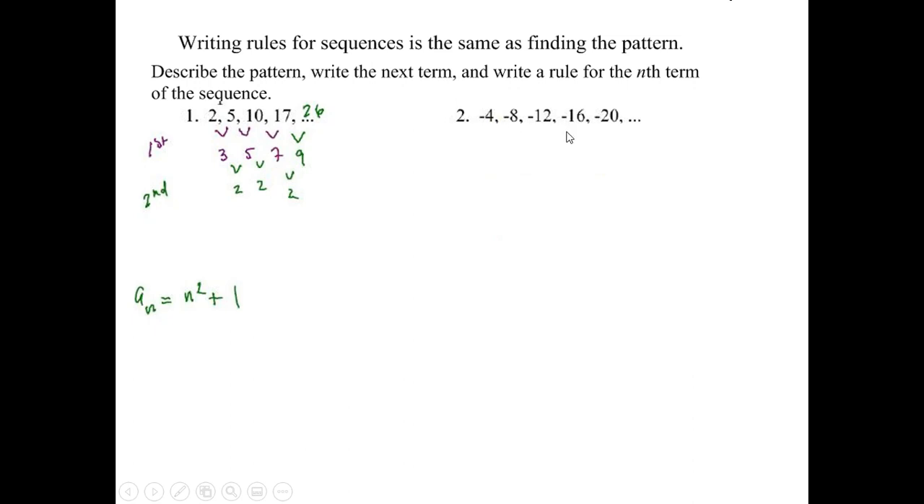Let's take a look at this one. Here, it looks like we have a common difference, and it's negative 4. So it's just going to be an n to the first power term, simply negative 4n. So a sub 1 is negative 4, a sub 2 would be negative 8, and so on and so forth. So not too hard there.